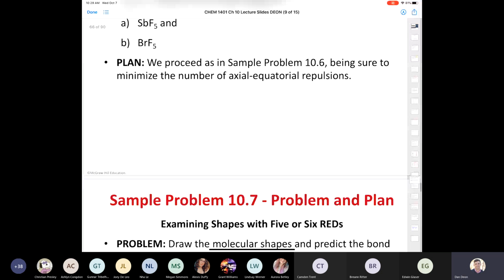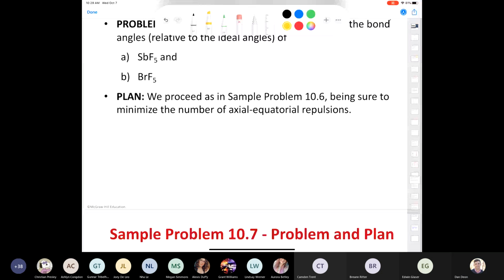Let's try BrF5, bromine pentafluoride. I'm going to give you a second to look at it yourselves and see if you can draw a Lewis structure, then make a decision about regions of electron density, then electron geometry, and finally molecular geometry.